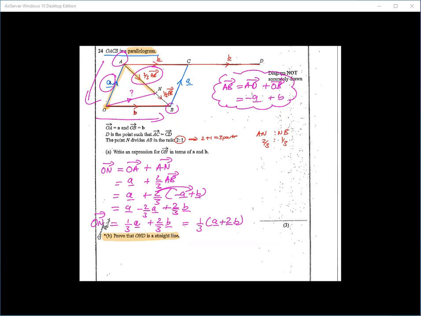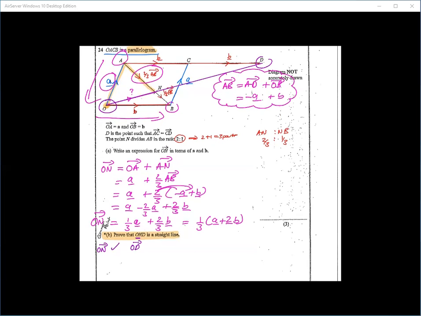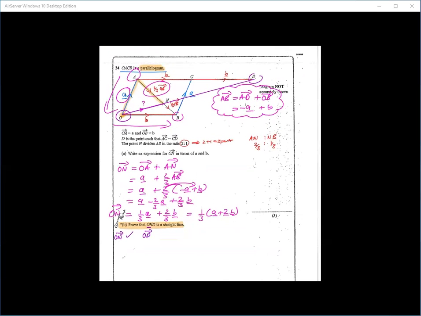Okay, so now we have to show that O to N, from here to there, is a straight line, OND. We worked out O to N, so that's part of the question done. What do we need to do now? We need to work out N to D, O to D. I'll tell you why when we get towards the end. So can you work out O to D for me now?